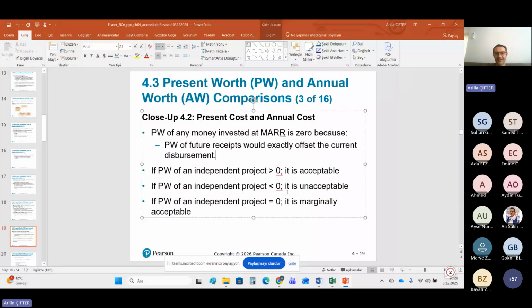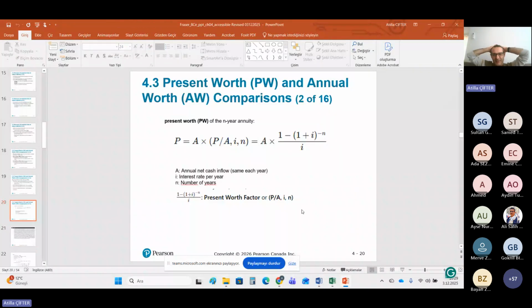Now the question is how I can calculate the present worth of an n-year annuity. Here we have the annual net cash inflow, A, multiplied by 1 minus (1 plus interest rate) to the power of minus n, divided by the interest rate. This is the present worth factor. So we will use this formula. Let's see a long question, but the solution is not very long.